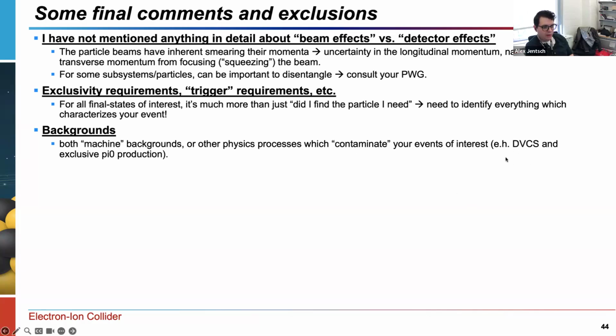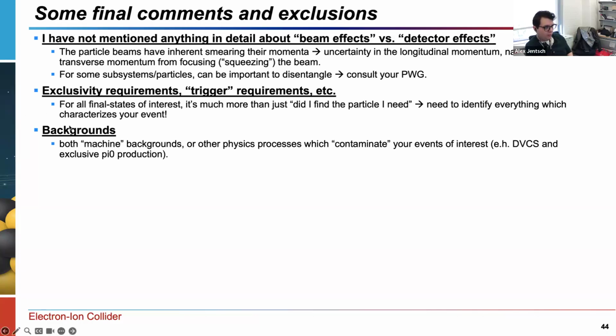But then there's also things like other processes which can contaminate your ability to find what you want. So for example, with DVCS, exclusive pi zero production is a huge background, because you can have cases where a pi zero is produced and the 2 photons merge into one calorimeter cluster, and you mistake it for a DVCS event. This sort of thing is a little different. You have to be able to actually run exclusive pi zero production and DVCS and get an idea of what the contamination is, for example.